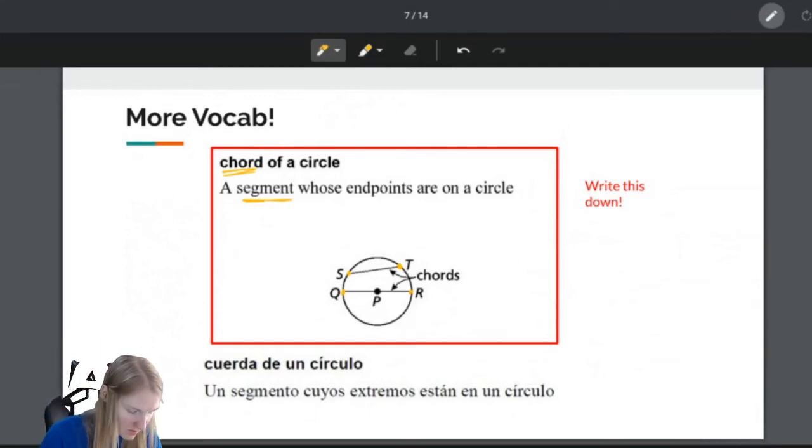We could even draw another one. We could make this A, and we could make this B. AB is also a chord because it has endpoints on the circle.